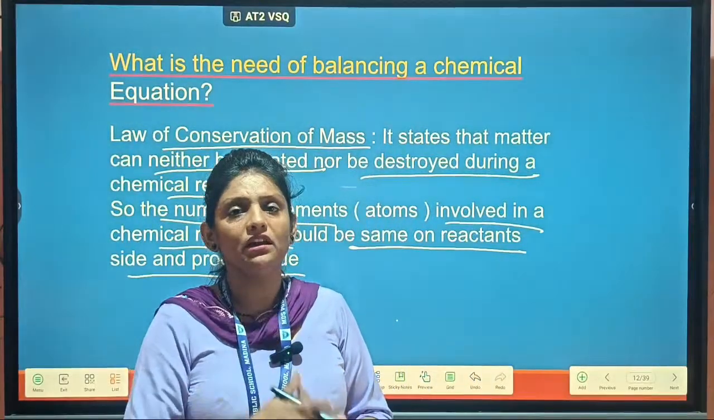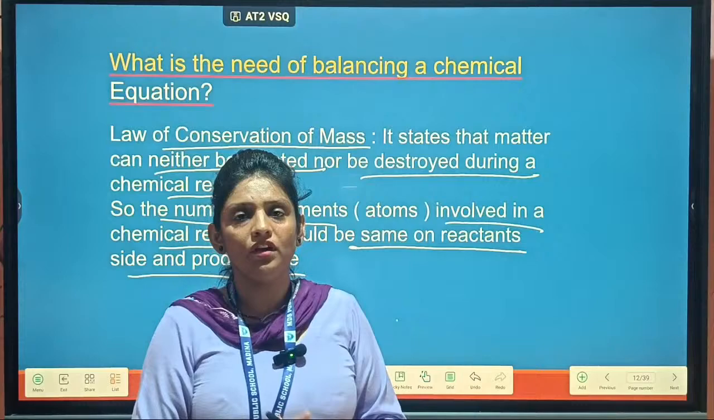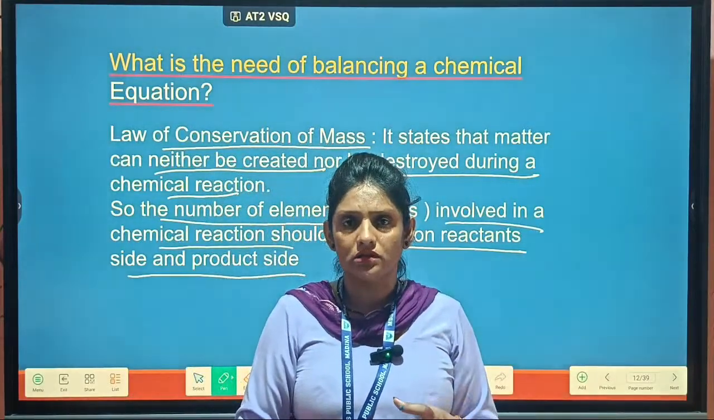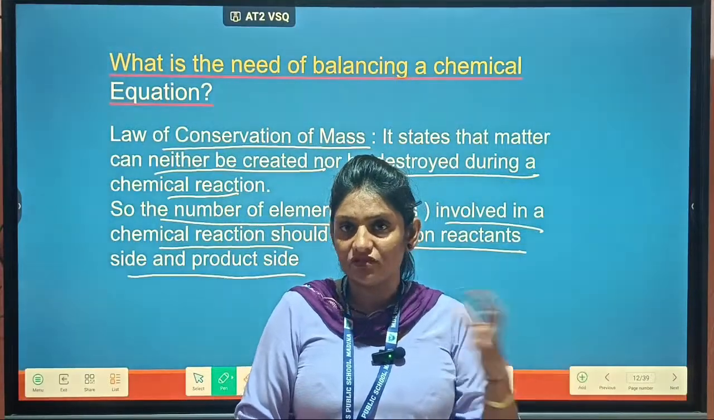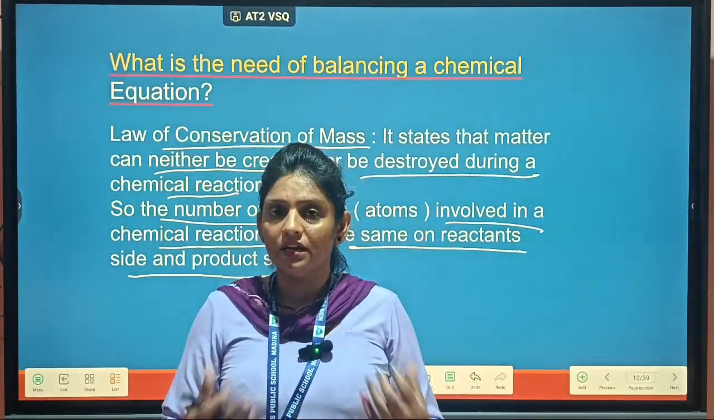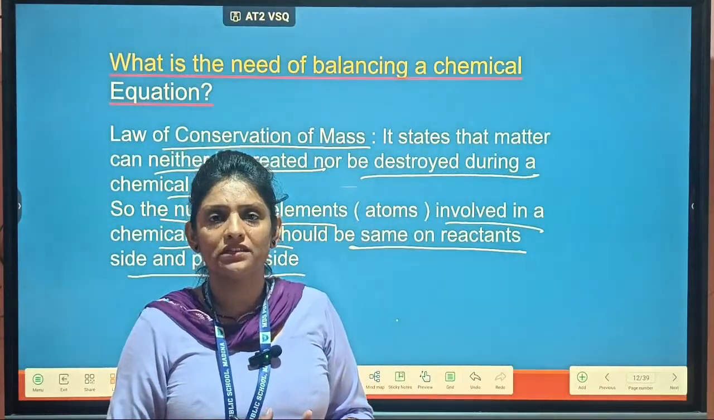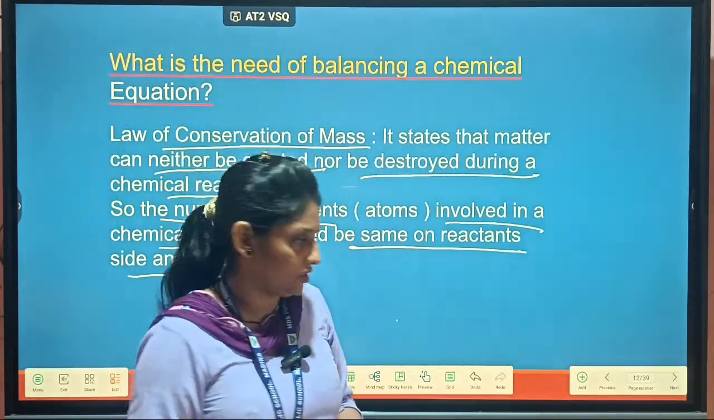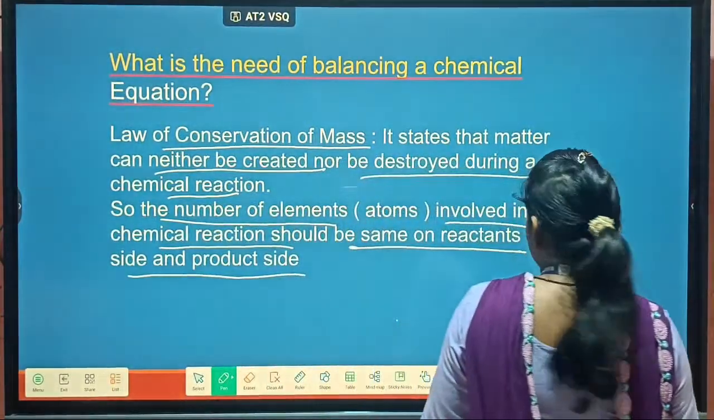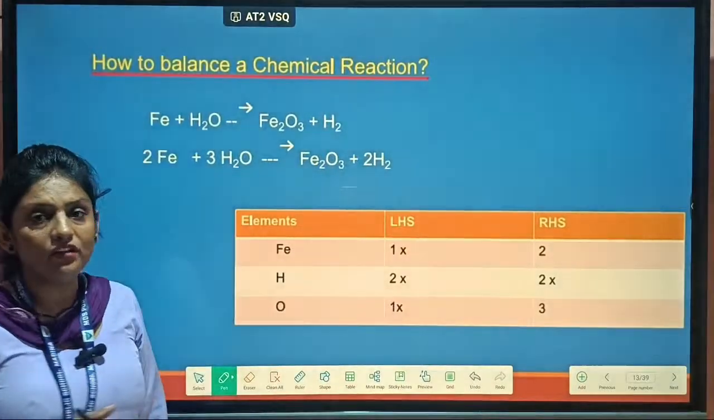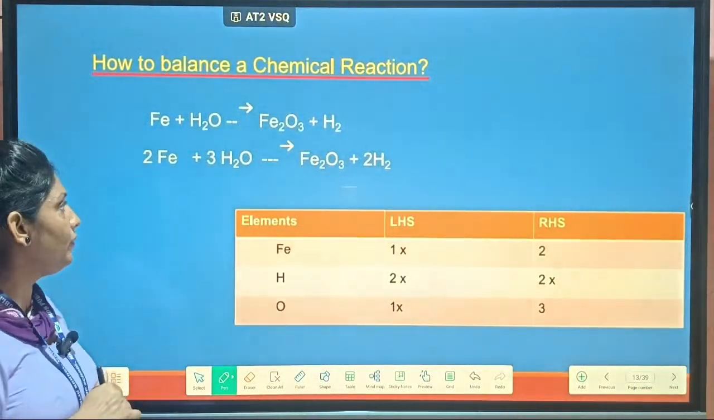A balanced chemical equation is that in which the total number of atoms, ions or molecules inside the reactants as well as inside the products is the same, is equal. Then this equation is known as the balanced chemical equation. Then students, how to balance a chemical equation? We will see about that.